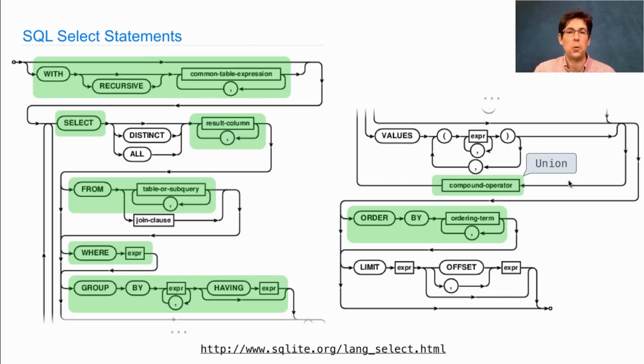And we also learned how to order by. One last thing that we skipped out on was limiting the number of results. So you can say, I only want 10 results, and you can say, I only want 10 results, skipping the first 10. And that's what limit and offset do.